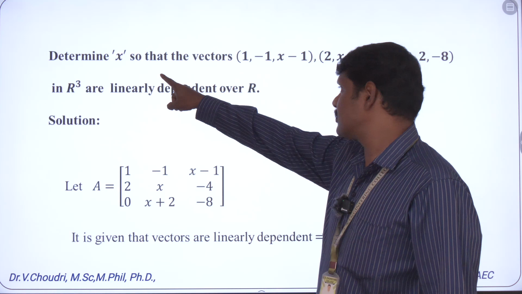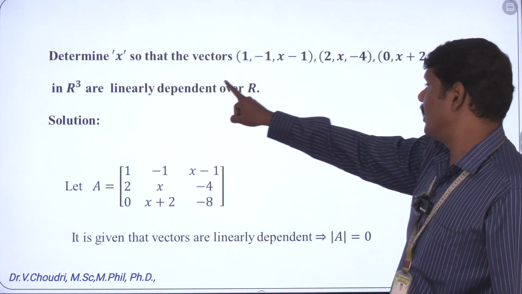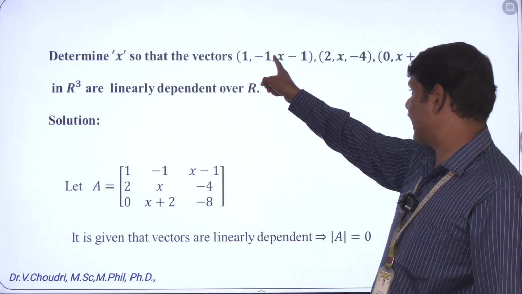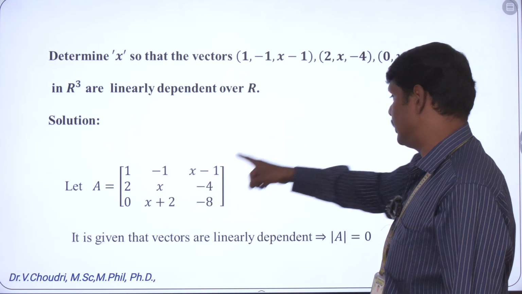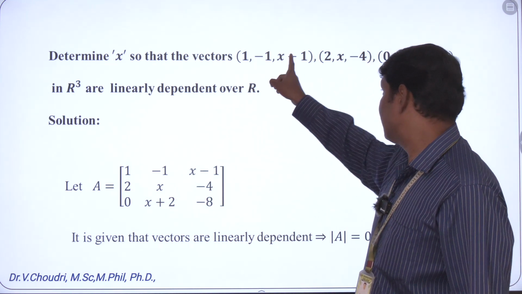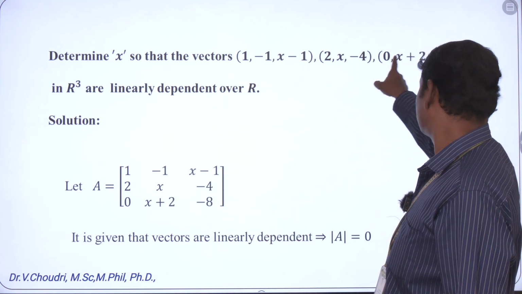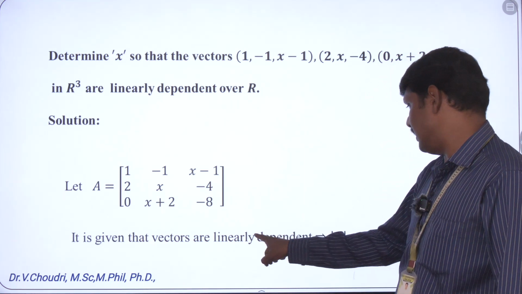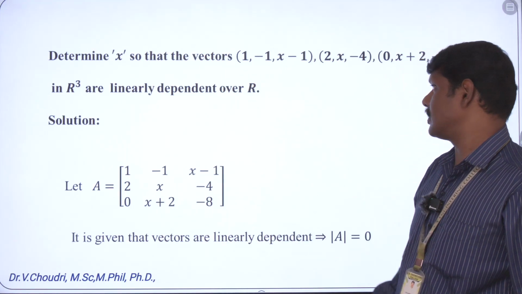Determine x so that the vectors in R cube are linearly dependent over R. So arrange these vectors: 1, 2, 0; minus 1, x plus 2, x minus 1; minus 4, minus 8, third. What is the condition? If it is linearly dependent, determinant A equals 0.